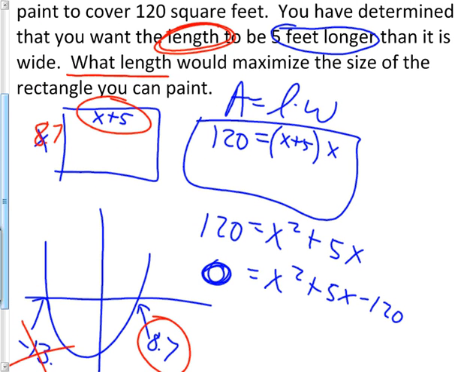What length would maximize the size of the rectangle? So I don't use this. That's the width. That's the length. So it's 8.7 plus 5 is 13.7. If they asked for the dimensions, you would have said 8.7 by 13.7.